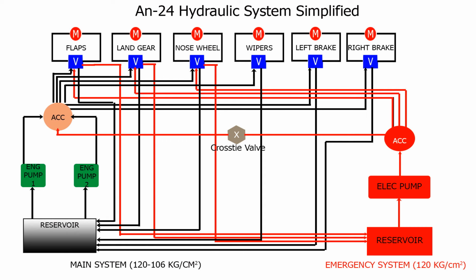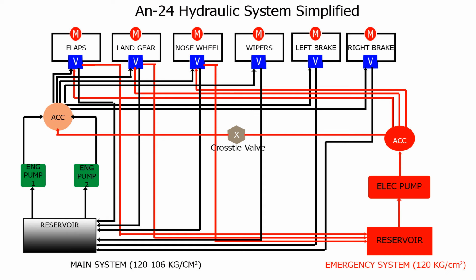In the main hydraulic system, the two engine-driven pumps feed an accumulator to maintain a pressure of approximately 106 to 120 kilograms per centimeter squared. The accumulator then provides the hydraulic fluid pressure to drive the hydraulic motors of the hydraulic devices, and then the fluid returns to the reservoir to be pumped again as needed. If the main bus goes offline for whatever reason, the emergency hydraulic bus can be used.